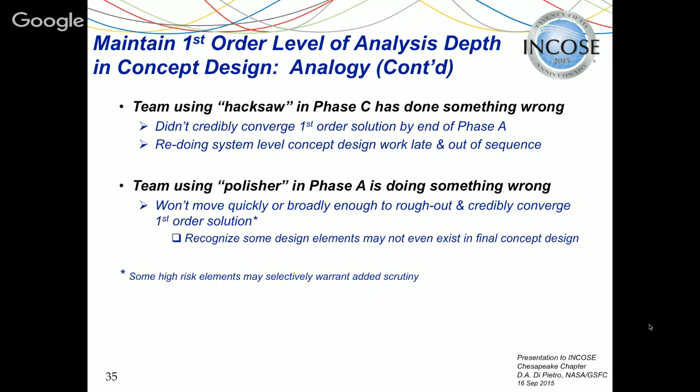Okay, what it means is you didn't credibly converge your first order design by the end of phase A, and you're having to do system level concept design work late and out of sequence. Similarly, a team found using a polisher in phase A is doing something wrong, because you'll never move quickly or broadly enough across the solution space to rough out and credibly converge the first order solution. Besides, some of the design elements may not even exist in the final design. Those other boxes we threw out, why polish those? It's time wasted.